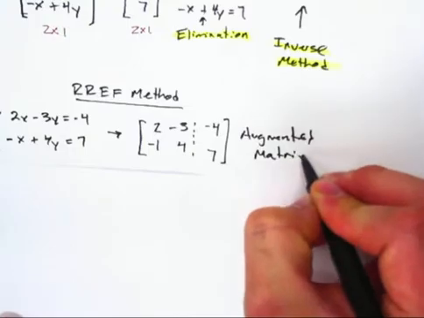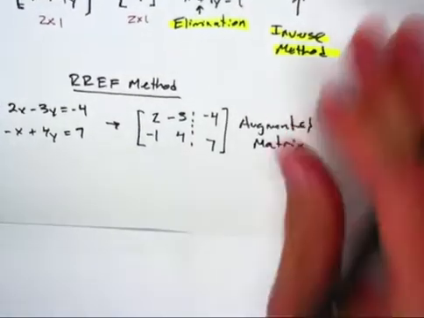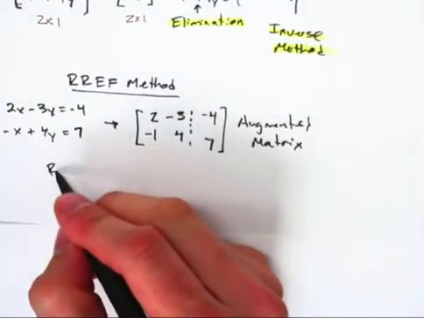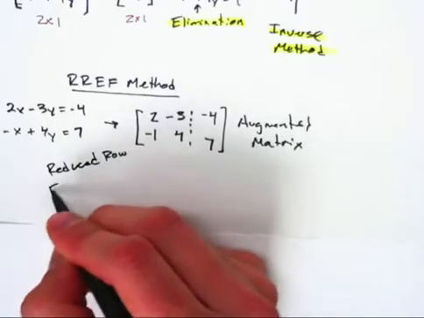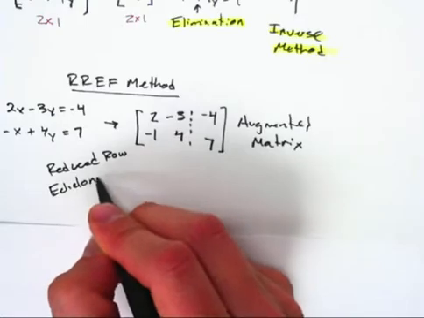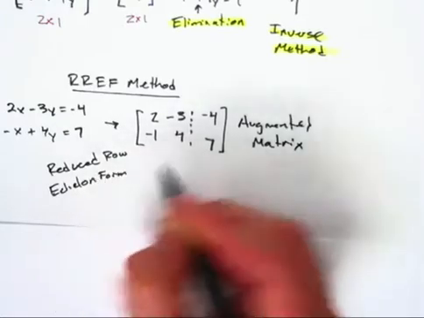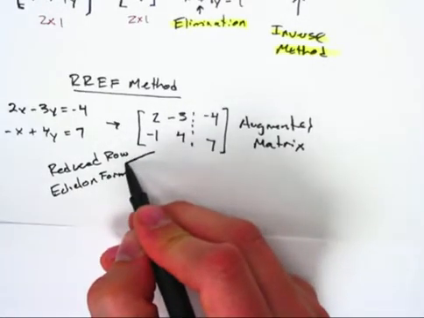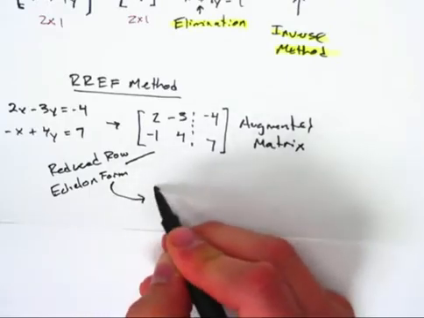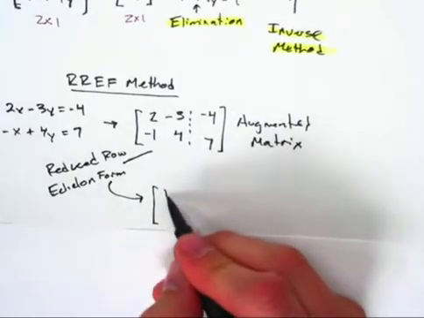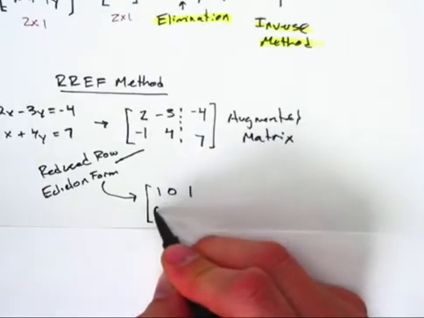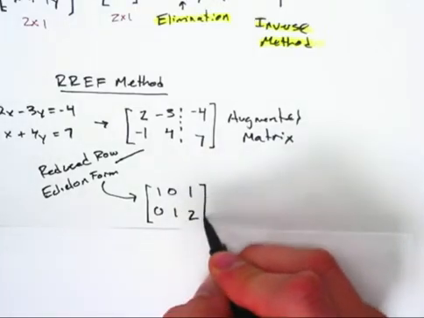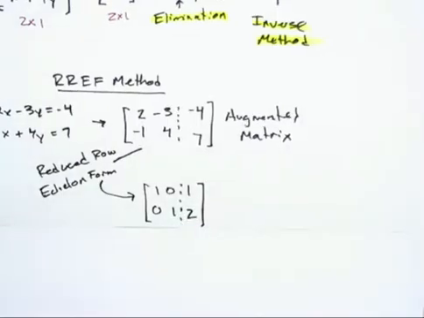And what we do now is we use the calculator to help us do what we call, the technical term, reduced row echelon form. So we're going to use our calculator to get us to here, which is going to turn our matrix into 1, 0, 1 and 0, 1, 2. So still have that augmentation there.